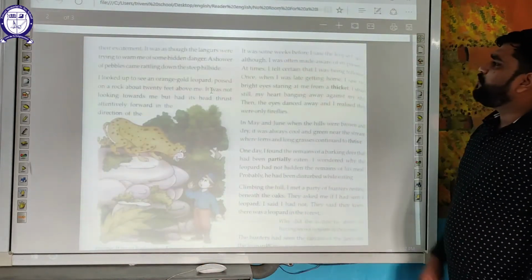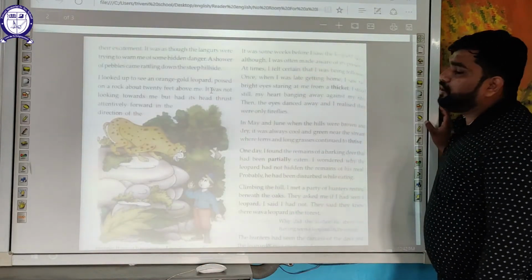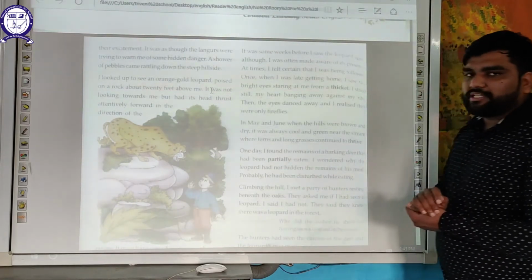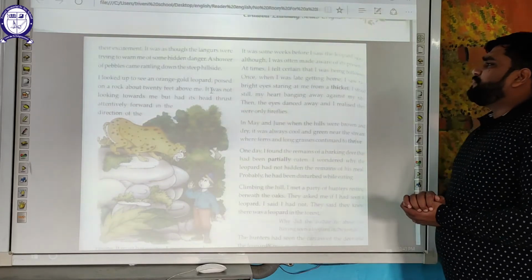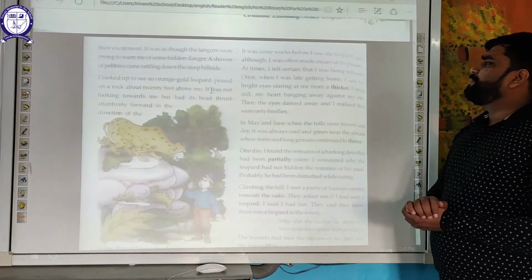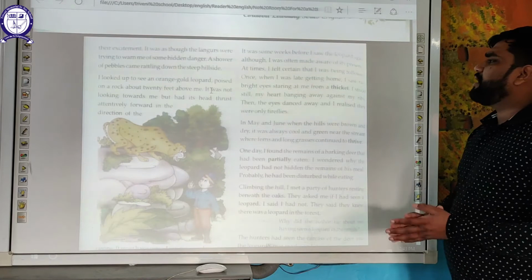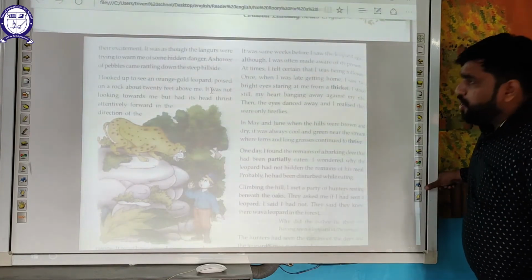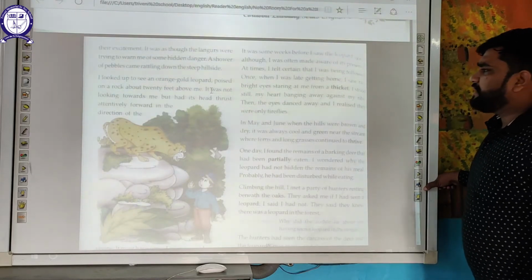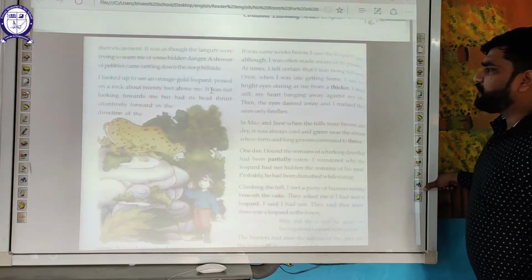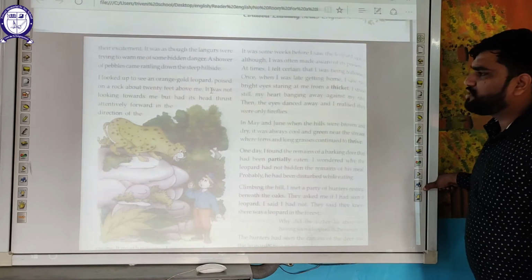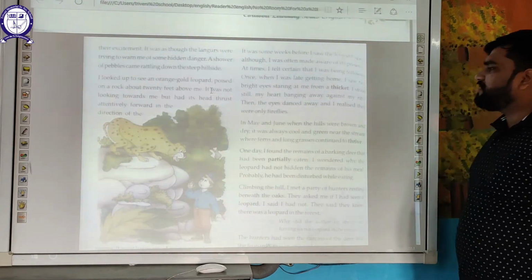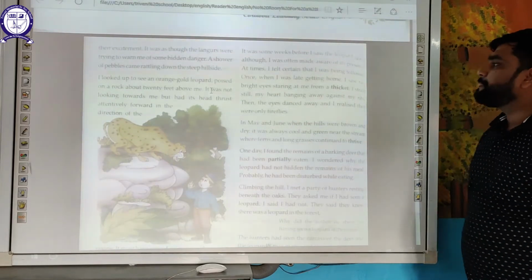It was some weeks before I saw the leopard again. I was often made aware of its presence. At times I felt certain that I was being followed. Once when I was late getting home, I saw two bright eyes staring at me from a thicket. I stood still, my heart banging away against my ribs. Then the eyes danced away and I realized they were only fireflies.